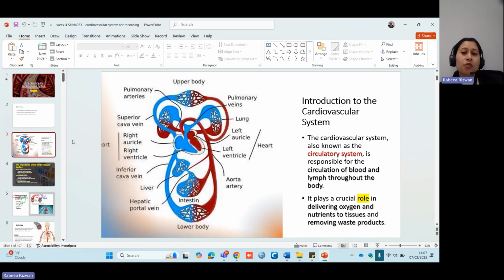So what is the cardiovascular system? The cardiovascular system is actually the circulatory system in our body. But what do we mean by circulation? Circulation of the blood inside our body. That is called the circulatory system. It happens through a system, through different organs working together. And that is the cardiovascular system, and it plays a crucial role in delivering oxygen and basic nutrients to the different tissues and cells in the body and removing the waste products from them.